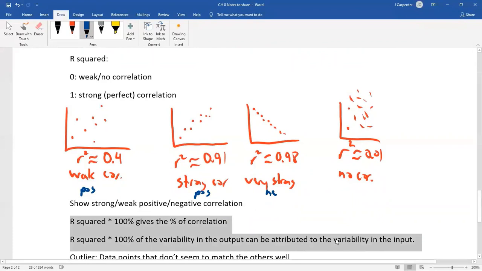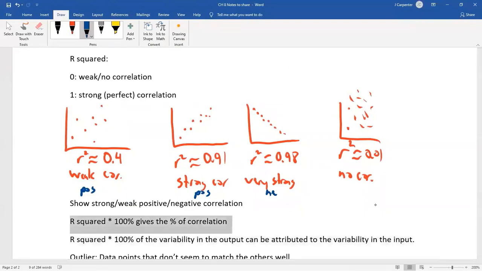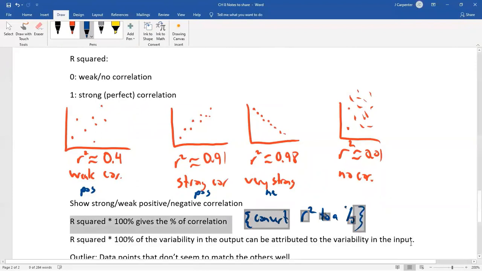That was the slope statement. This statement gives us our correlation statement. If you take the value of R squared and convert it to a percent, that's what this says. This thing that I have highlighted right here just says convert R squared to a percent.